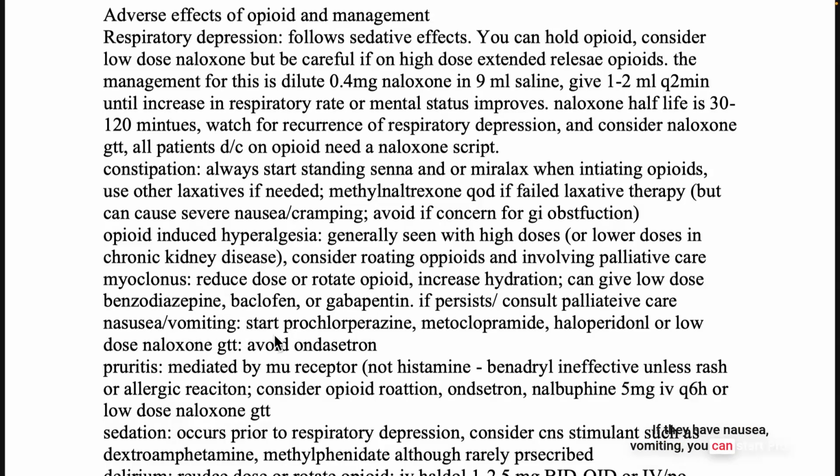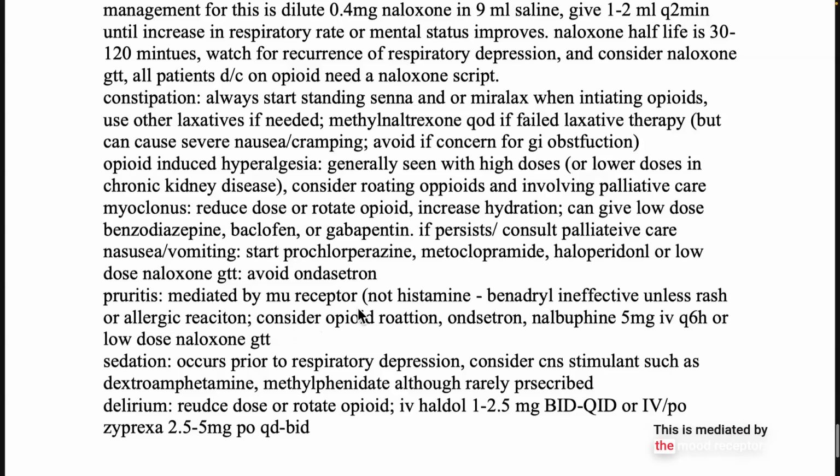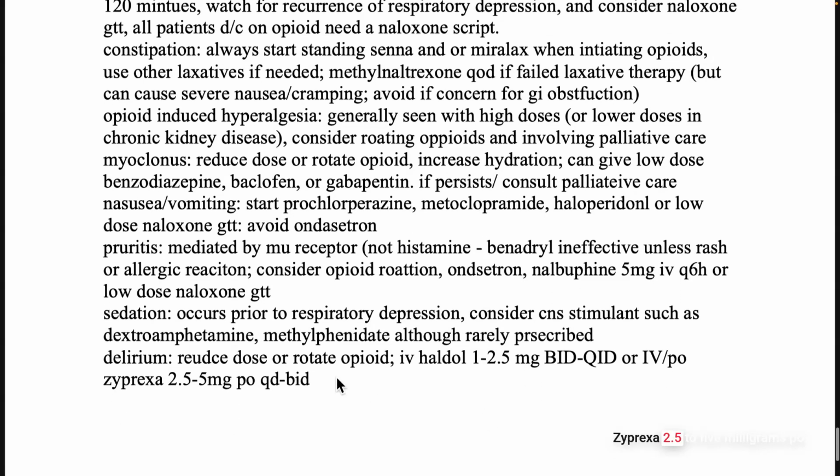If they have nausea, vomiting, you can start prochlorperazine, metoclopramide, haloperidol, or low-dose naloxone drip. I don't know how to say that. You avoid ondansetron due to constipation. If they have pruritus, this is mediated by the mu receptor. So basically, you give ondansetron or nalbuphine 5 milligrams IV every 6 hours, or low dose naloxone. If they have sedation, you can use a stimulant such as dextroamphetamine or methylphenidate. If they have delirium, you could reduce the dose or rotate the opioid. IV Haldol 1 to 2.5 milligrams BID or QID, or Zyprexa 2.5 to 5 milligrams PO.